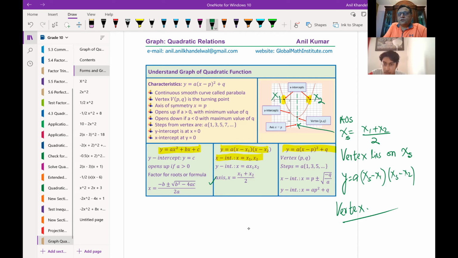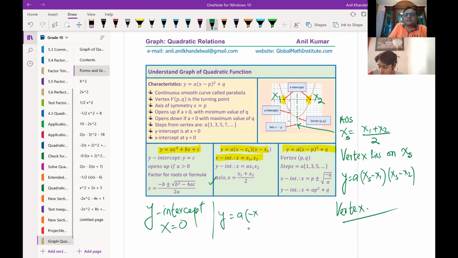Then easily you can always find the y-intercept by plugging in x equals 0, right? You'll also need the y-intercept. Let me write it down here: y-intercept, and you get that by substituting x equals 0. So in that case, what do we get? y equals a times minus x1 times minus x2. Is that okay? So you get the y-intercept. So with x-intercepts, y-intercepts, and the vertex, we can now sketch the parabola, correct? Yes, sir. So you have the concept.